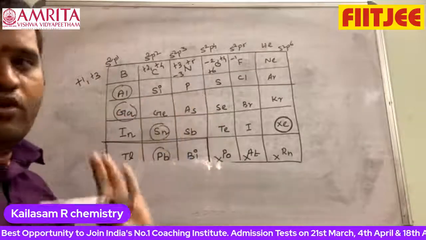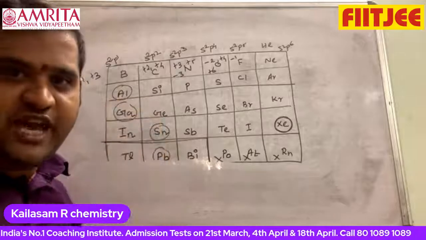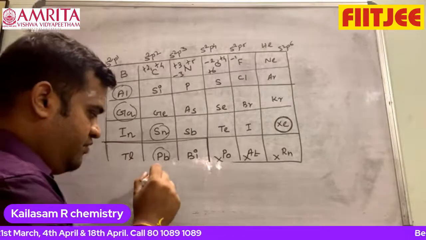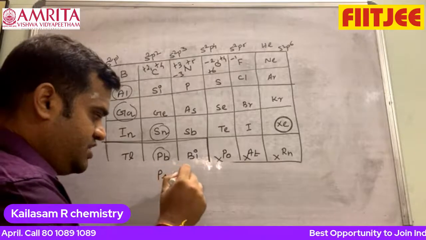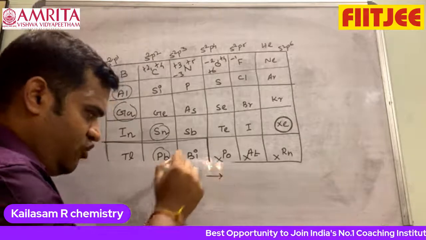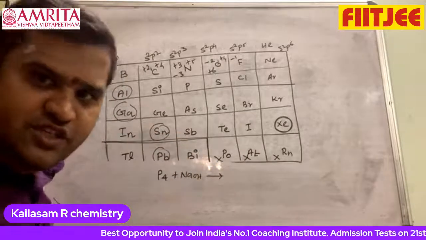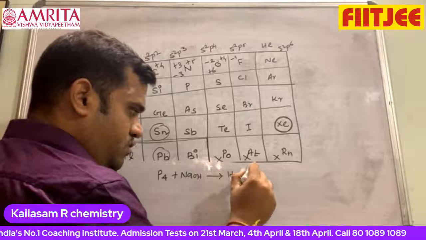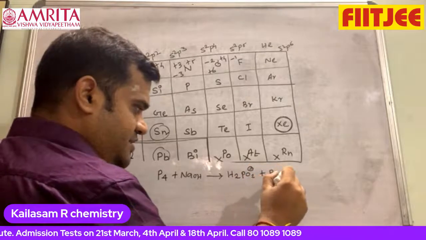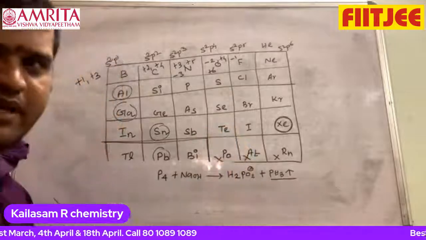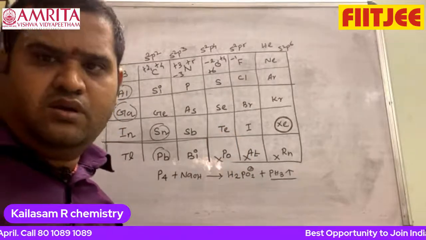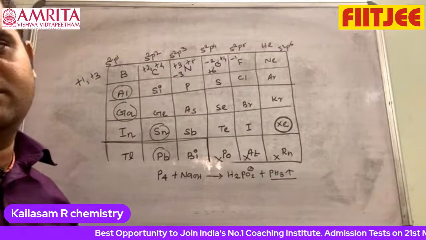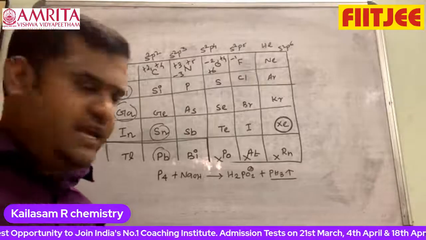P4. What will happen? P4 undergoes a disproportionation reaction in the presence of sodium hydroxide. Look at this, P4 plus NaOH. What is going to happen? Disproportionation reaction. So what you are going to get is H2PO2 minus plus PH3 gas. That means phosphine gas is liberated. What is liberated here? Phosphine gas.